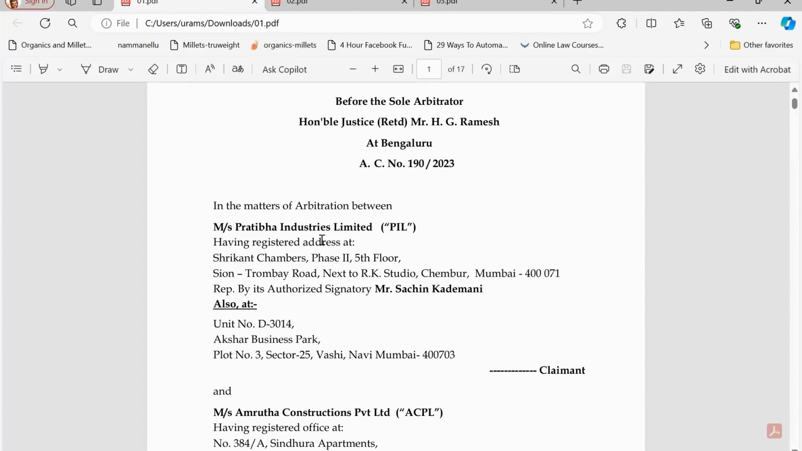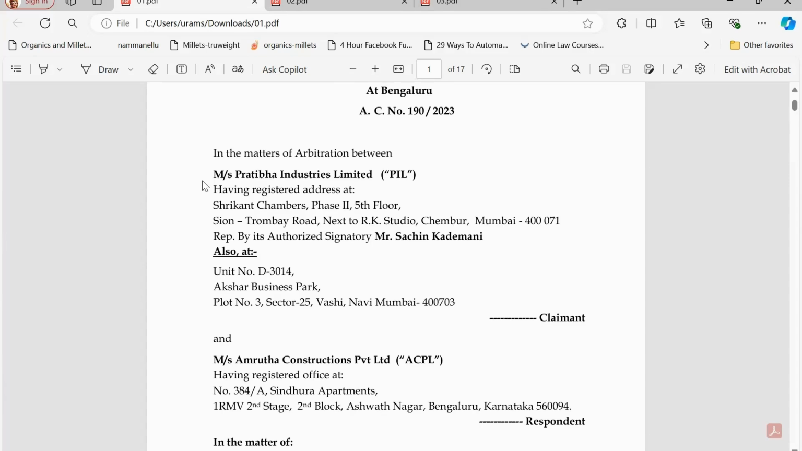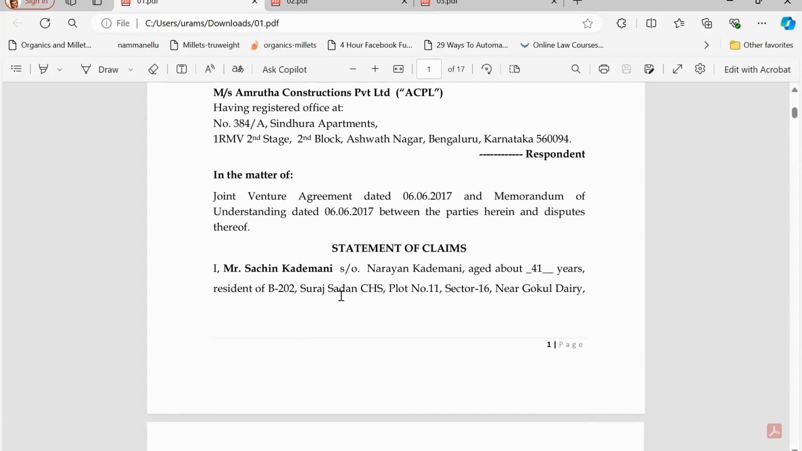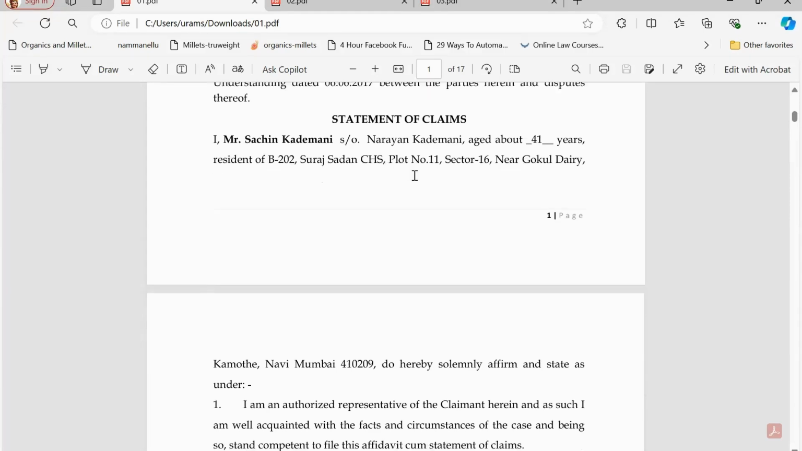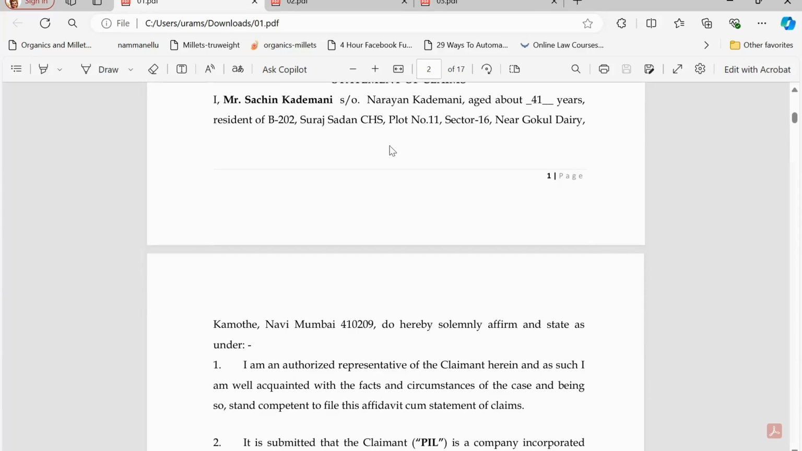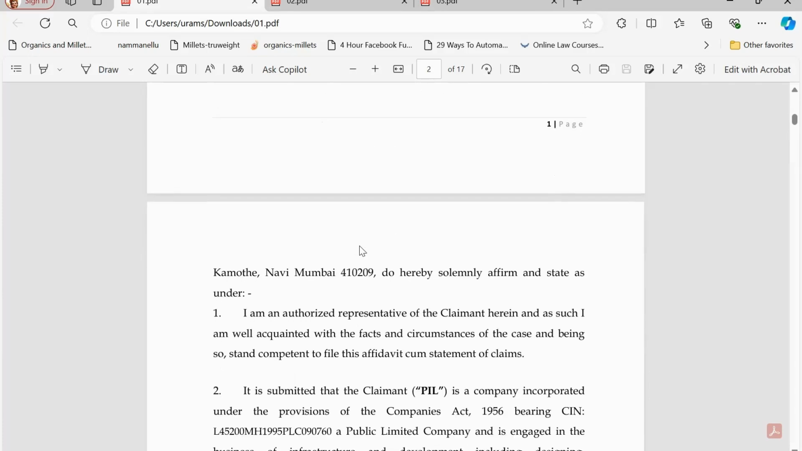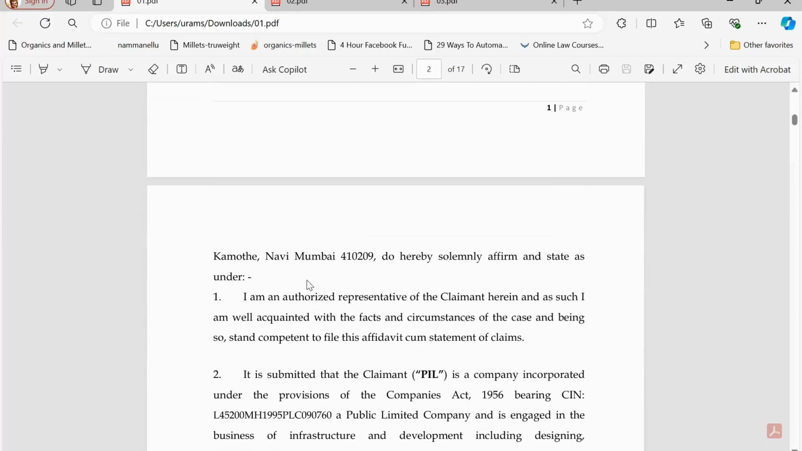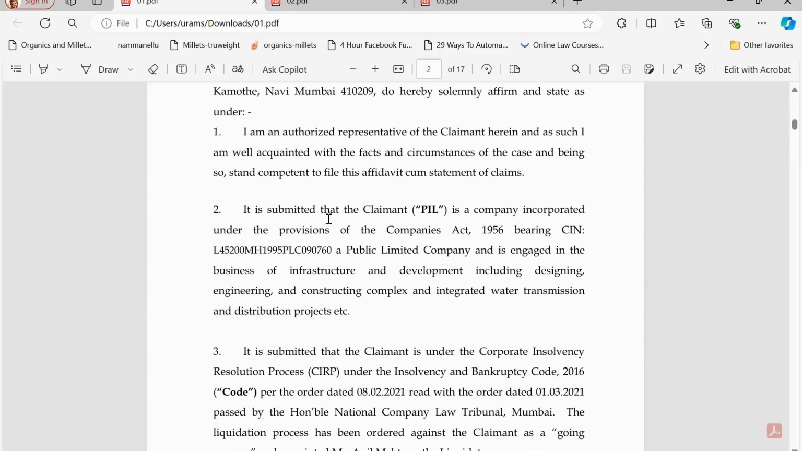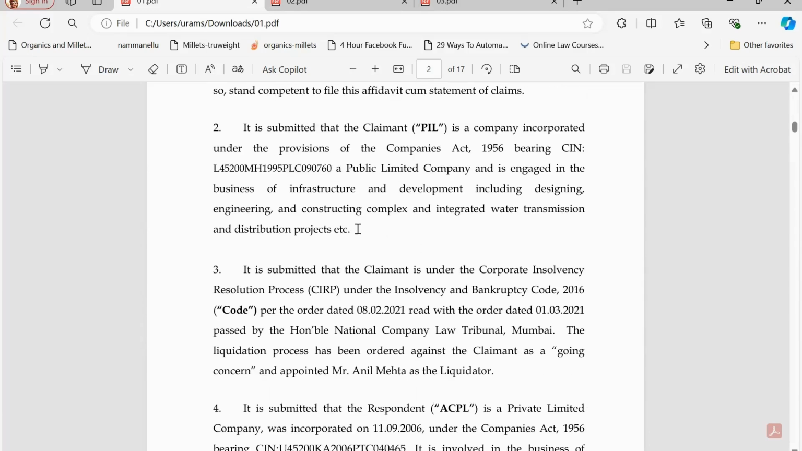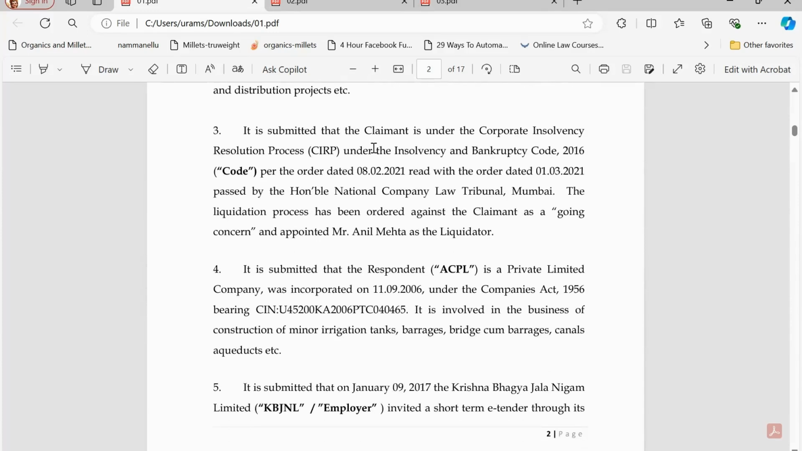Okay. So this is one statement of claim, a real statement of claim submitted in an arbitration proceeding. Here, first, the parties' details are mentioned, and it starts with the title, that is, statement of claim. Here, the parties' details are mentioned with their residential address and all. The person who is mentioned as the claimant's authorized representative declares his authorization here. Regarding the claimant, it is mentioned when the claimant company was registered, its registration number, the nature of business, everything is mentioned here, and the current status of the claimant. In this case, the claimant was under insolvency proceedings, so that is mentioned.